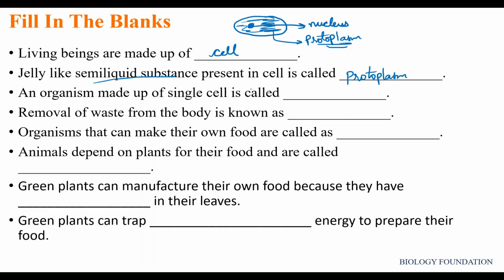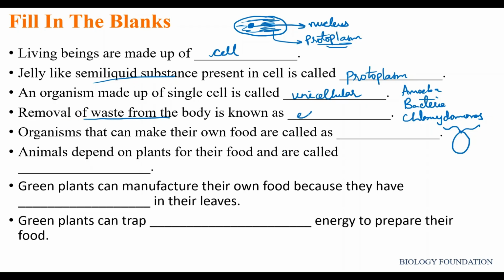Okay, an organism made up of a single cell is a unicellular organism. Can we just discuss examples of unicellular organisms? If you remember, amoeba, bacteria, chlamydomonas. And when I discussed chlamydomonas, do you remember I told you that chlamydomonas have two flagella which help in movement, right? Removal of waste from the body is known as excretion. It is the process where waste substances are removed from the body.